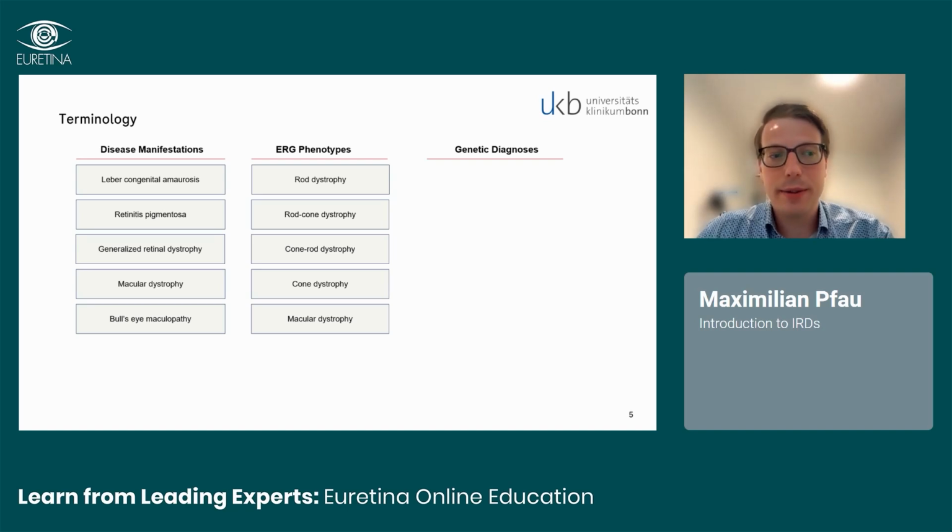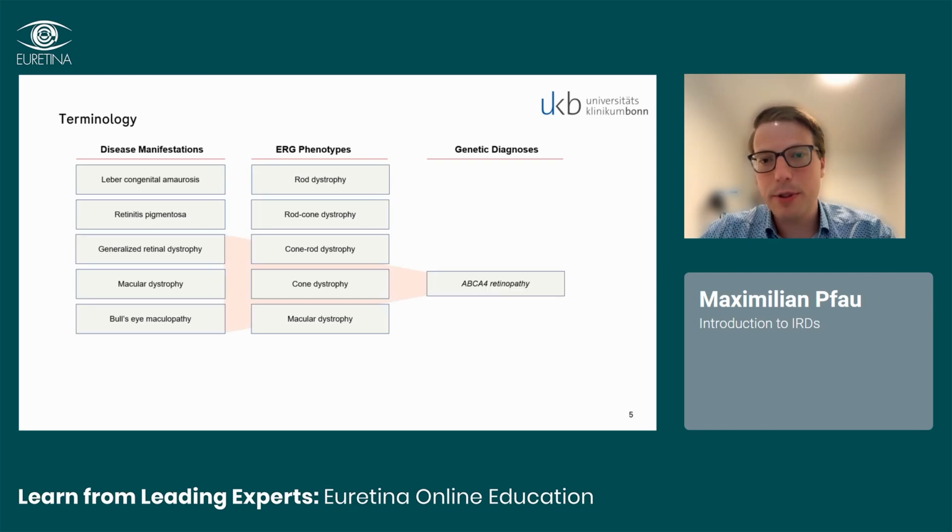The other part, which is kind of important, always if you get shown a clinical image with a clinical description, try to use terms which are related to the disease manifestation, like LCA, retinitis pigmentosa, or on the other end of the spectrum, more like macular dystrophy or very central bullseye maculopathy. If you get presented an ERG, then try to use the ERG terminology. For example, for RP, then use rod or rod cone dystrophy, depending on the exact ERG, or macular dystrophy if you see that the full field ERG is normal, but the pattern ERG is abnormal.